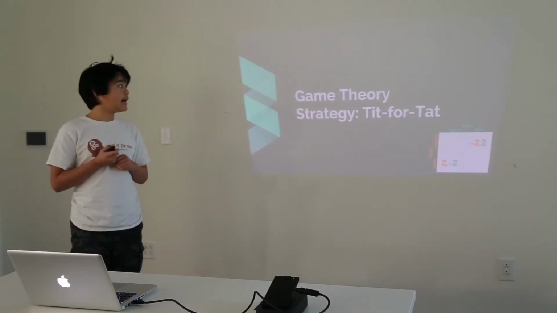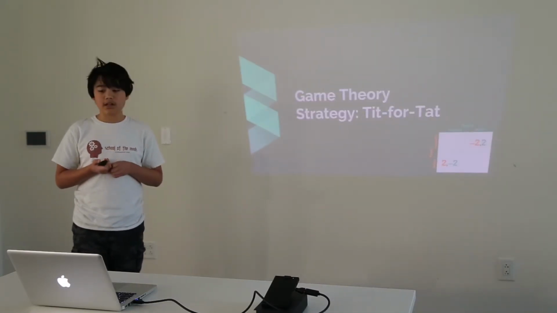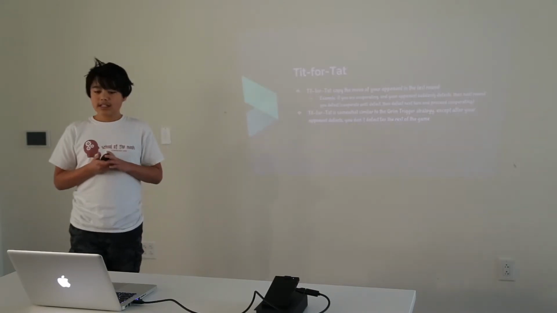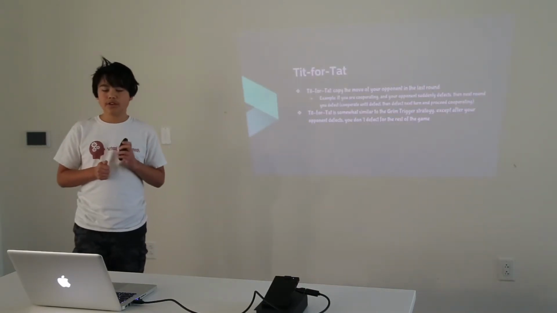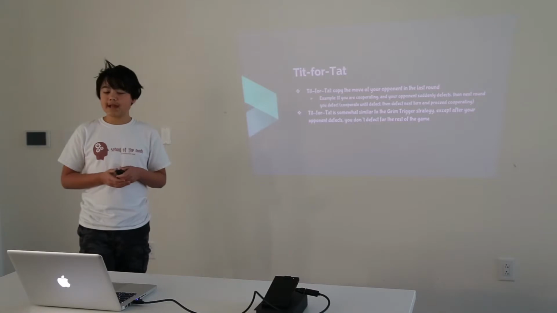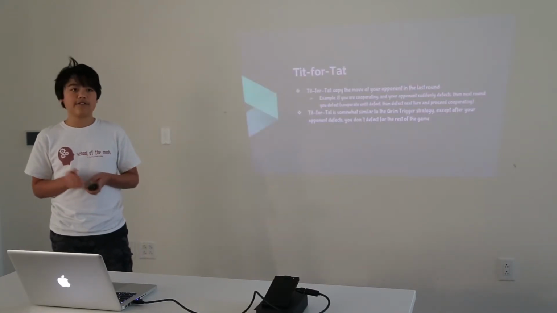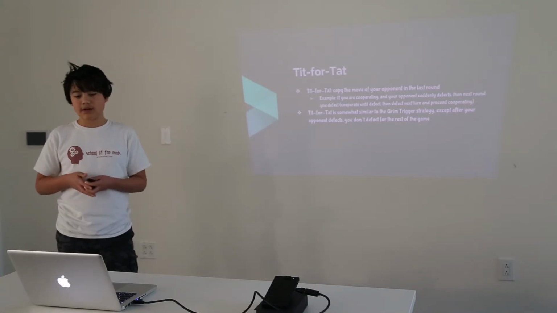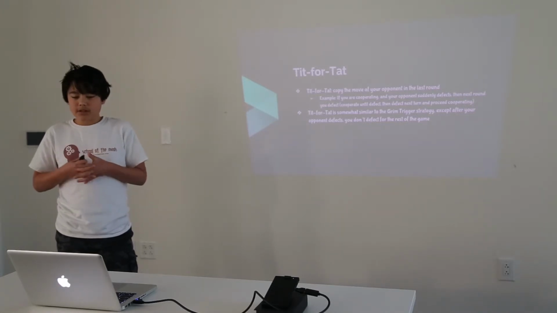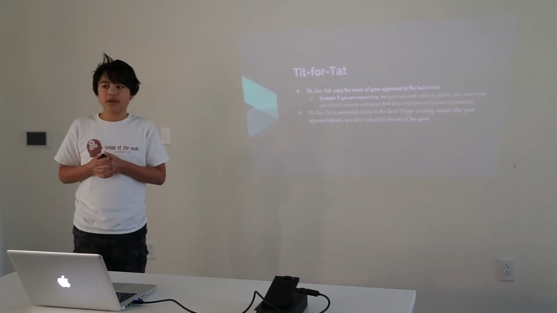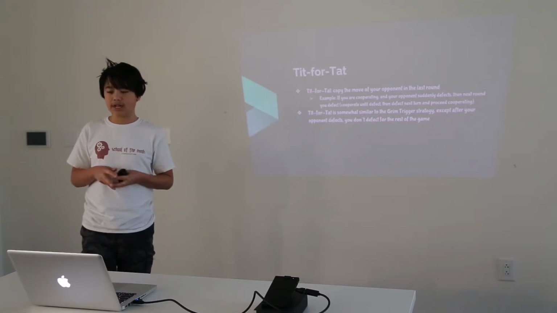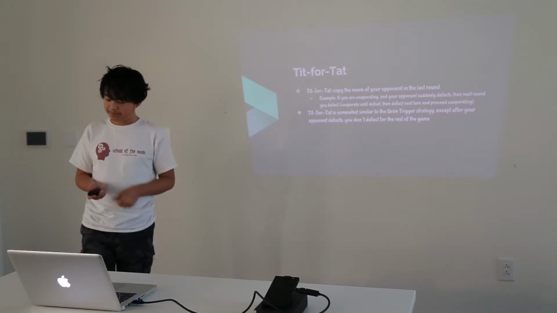So here we have yet another strategy. This one is called tit for tat. This is basically copy the move of your opponent in the last round. For example, if you are cooperating and your opponent suddenly defects, next round you would defect, cooperate until he does, etc. This is somewhat similar to the Grim Trigger strategy, except after your opponent defects, you don't do so for the rest of the game, only the next round.